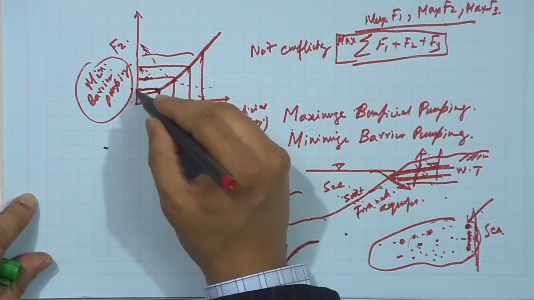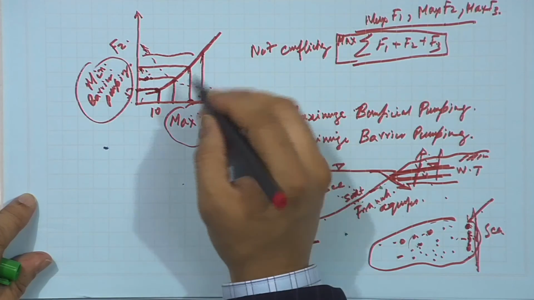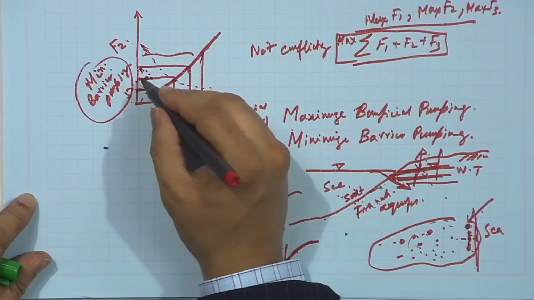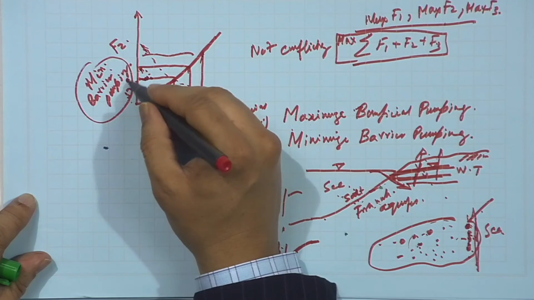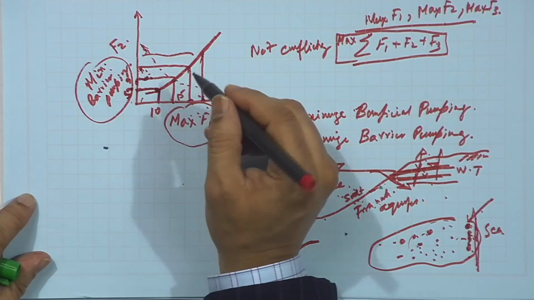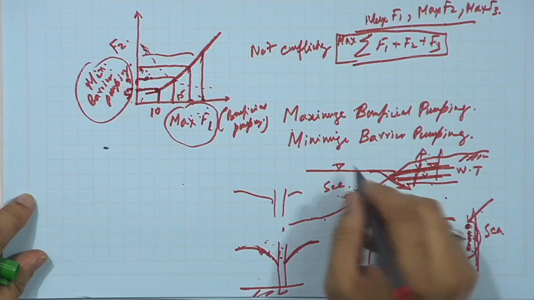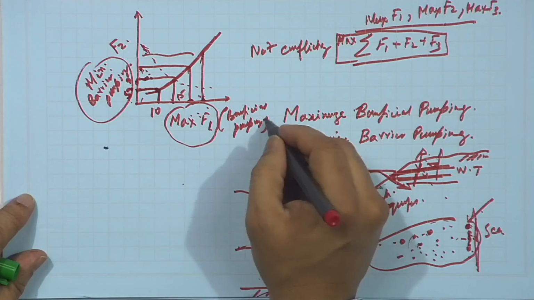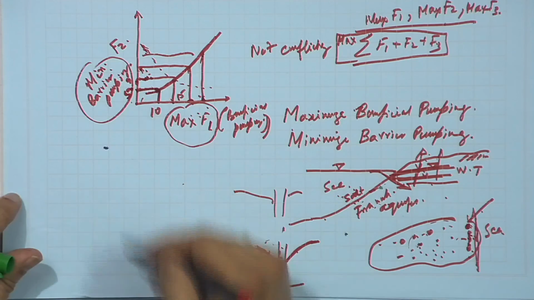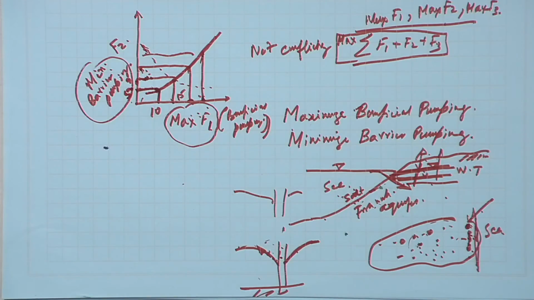If you make it only 10, maybe the barrier pumping is 5, fine. But if you want to make it 15, the barrier pumping required is maybe 9 or something. This 5 is increasing, but what you want is actually to decrease it as far as possible. But to increase the maximum pumping for beneficial use, you have to increase the other too, and therefore this is a conflicting objective. Is that clear?